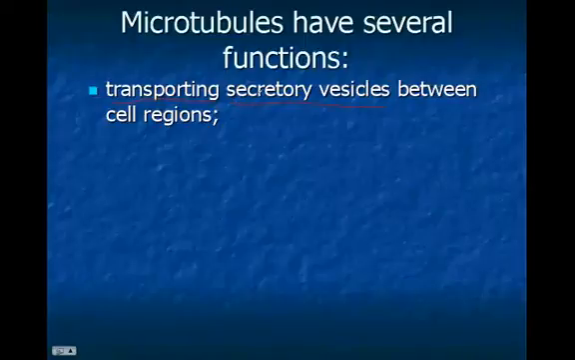So it's basically like a big transport system throughout the cell, all of these microtubules. You can think of them as kind of the subway system through the cell, transporting things across the cell. And they're mainly transporting these vesicles of materials, especially things that have to be secreted.